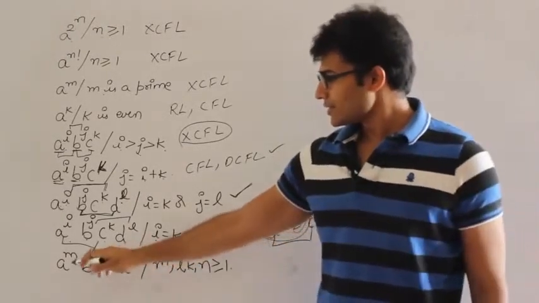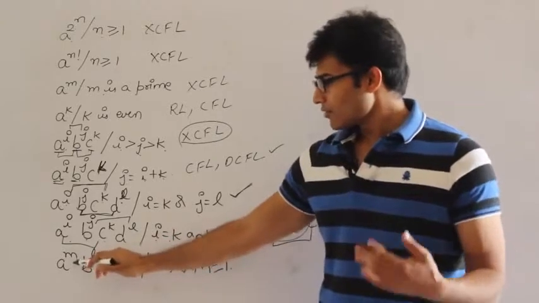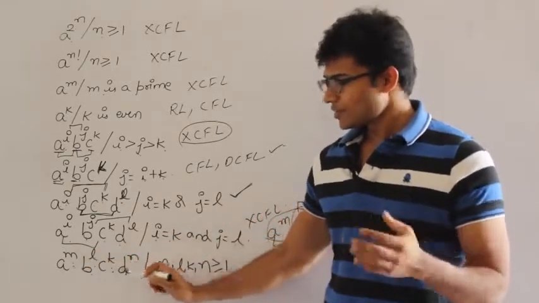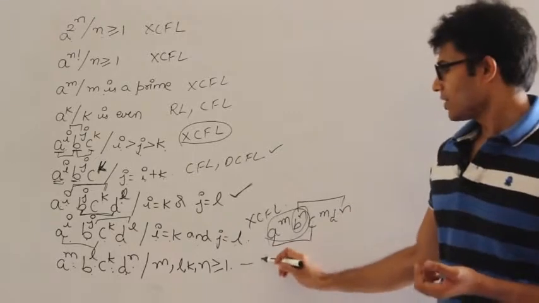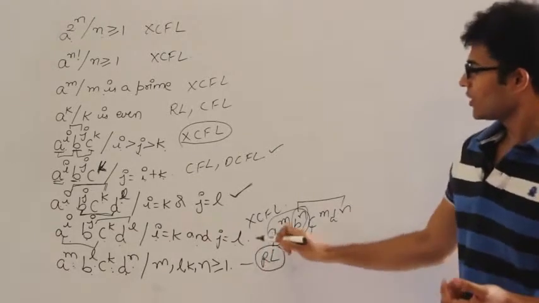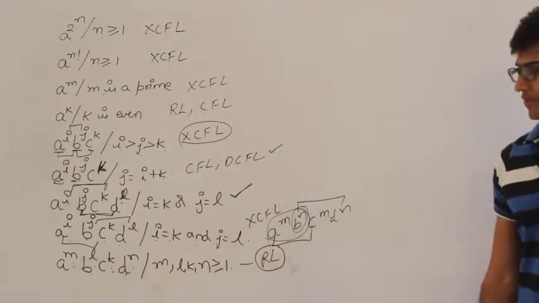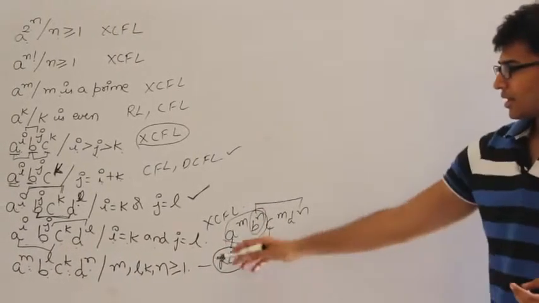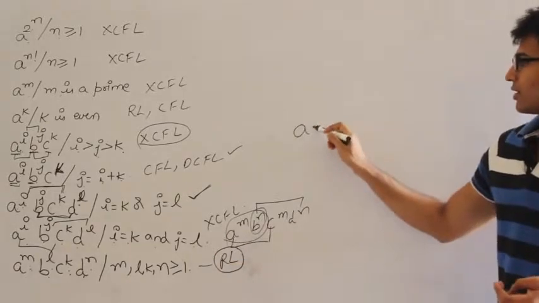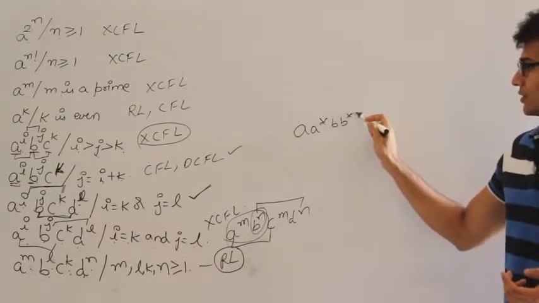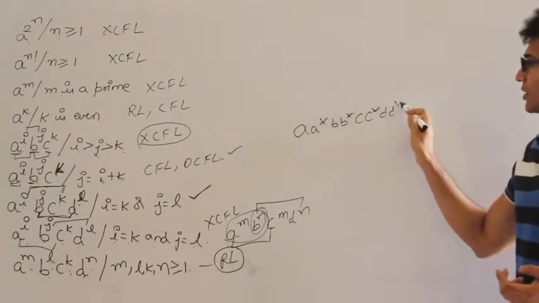So if you see this, it is nothing but any number of A's followed by any number of B's, any number of C's, any number of D's. It is simply a regular language. There is no need of counting or comparison, right? You can just use the pushdown automata or finite automata and accept it. In fact, this is nothing but a star, b star, c star, d star.